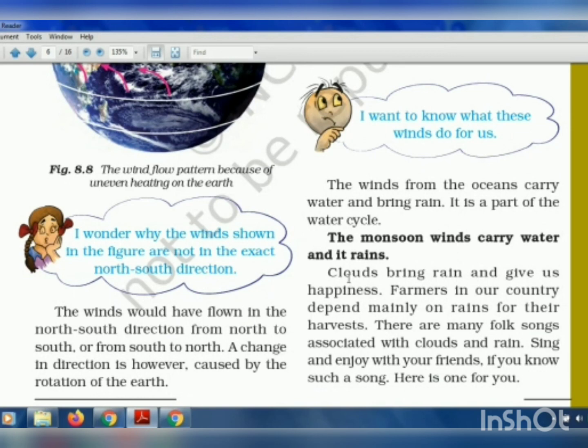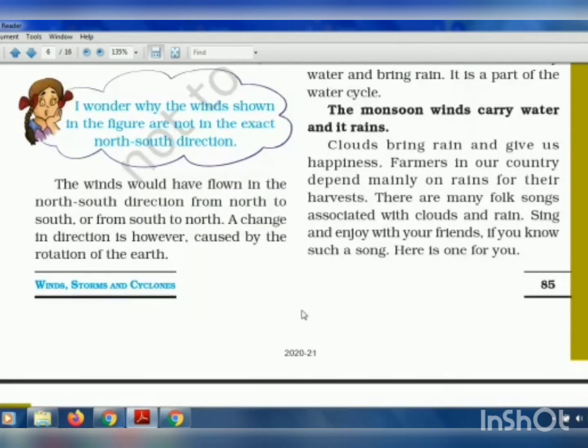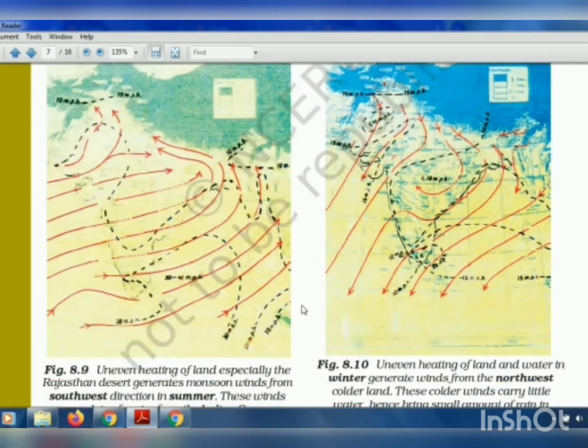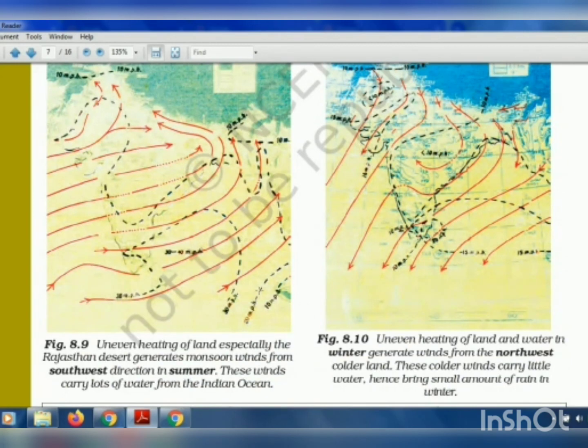When it rains, farmers are very happy because their crops can be grown easily. There are many songs which are also based on these monsoon winds. So there are many things which are related to the monsoon winds. So this is how the air moves.